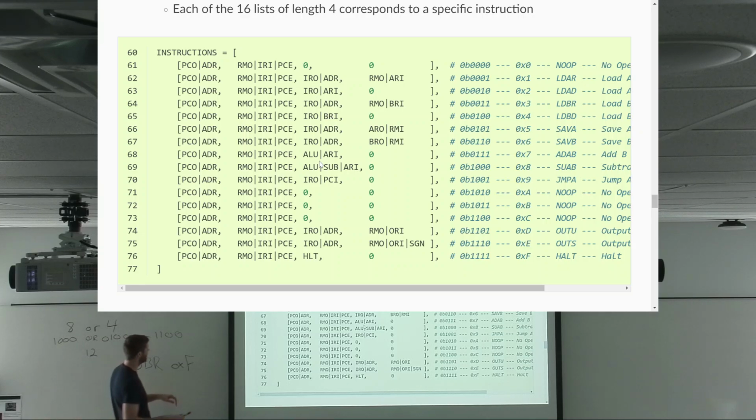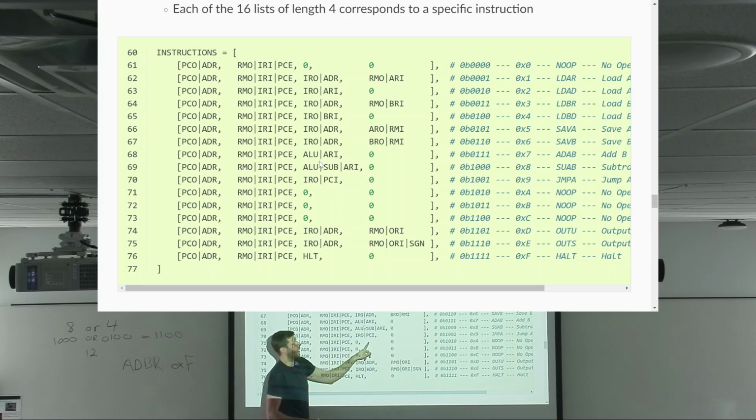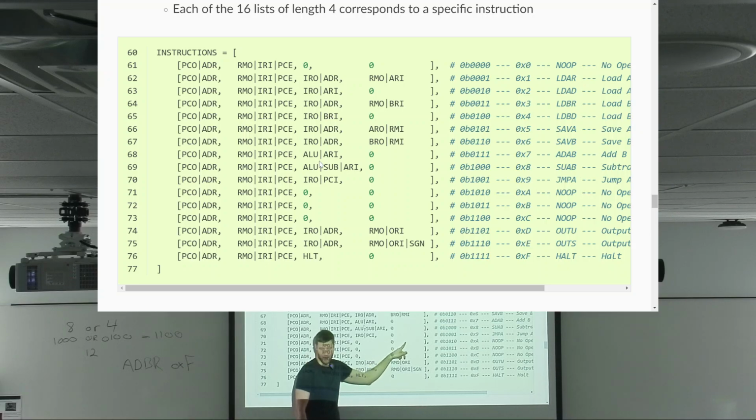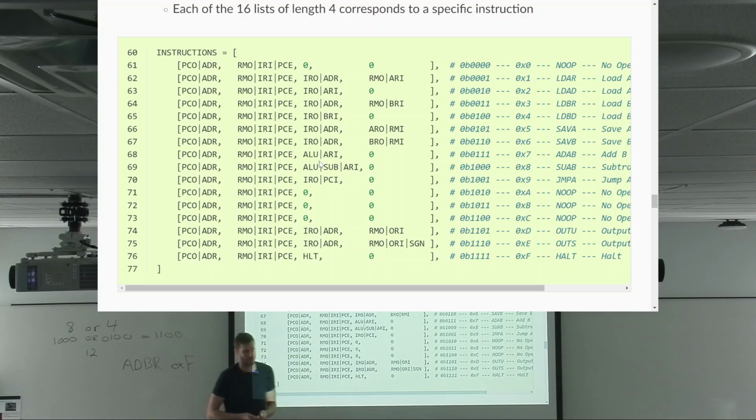What would that turn into? Well, fetch, instruction register out, address in, clock pulse, ALU out, RAM in. Yeah? That's how I would do it. I would just specify the RAM address. But I could make that instruction. It's not too bad.